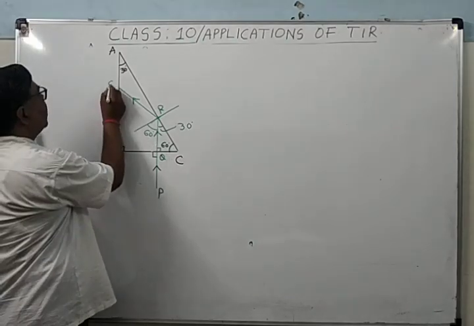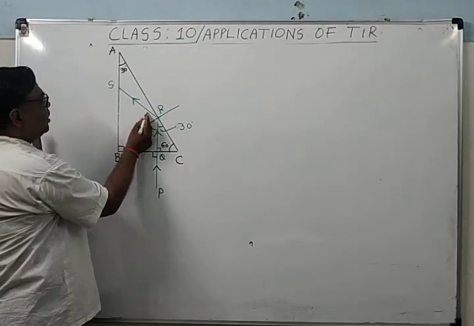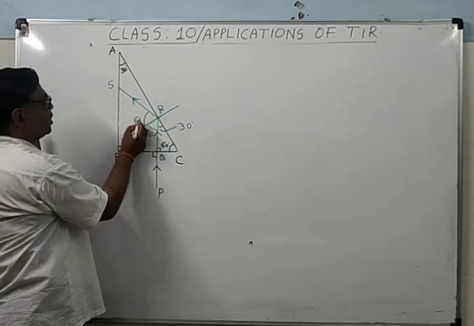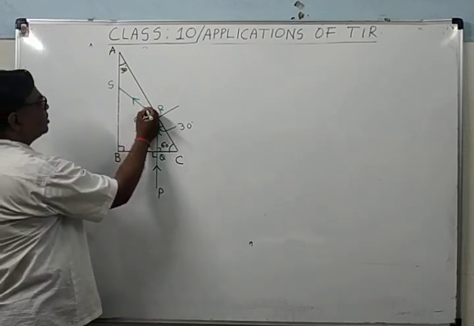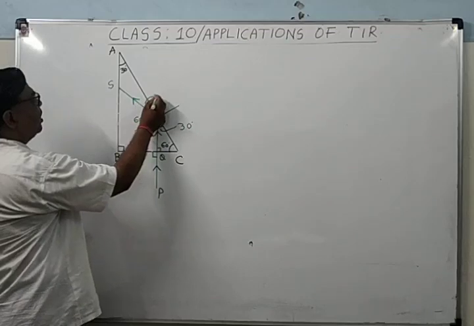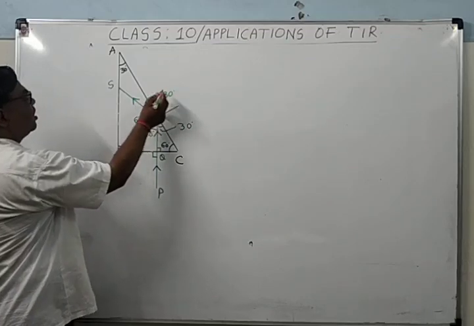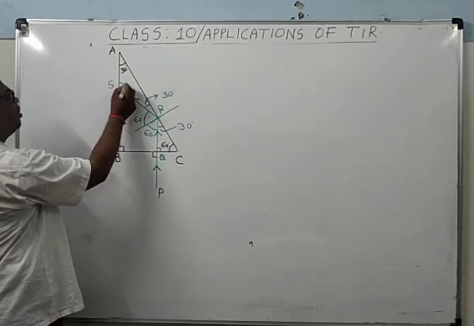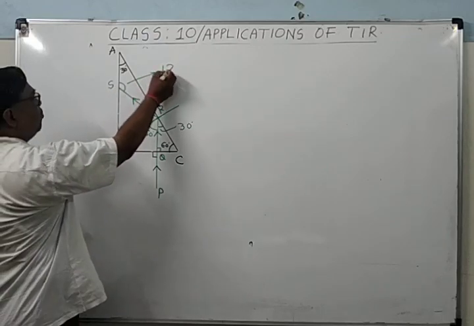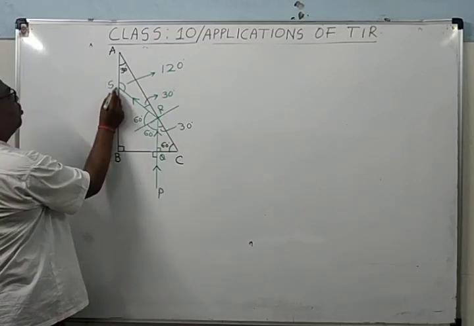Here this you can name as S. What will be this angle? This will be 60 degree. From the laws of reflection it will be 60 degree. This is 60 degree, so what will be this angle? This is 30 degree. 30 degree, 30 degree, 60, so this angle will be equal to 120 degree. Now you draw the normal.